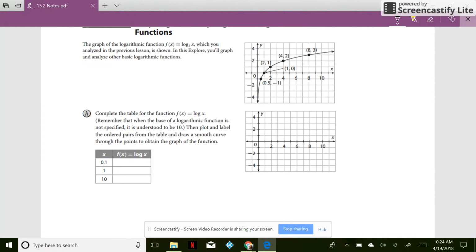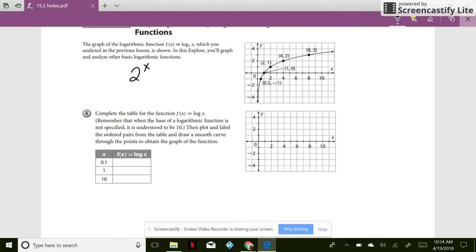The key thing to keep in mind is that the logarithmic function is the inverse of an exponential. So log base 2 of x is the inverse of the function 2 to the x. If you can graph 2 to the x, which should be pretty easy for you to do, all you have to do is take those coordinates and switch them, okay? And that's going to be your inverse function, your logarithmic function.